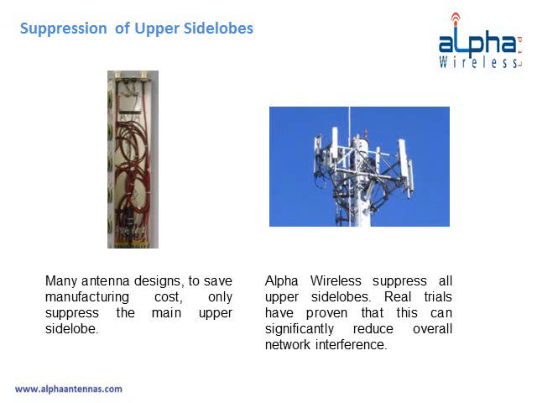Alpha's PCB-based feed network suppresses all upper side lobes, thus greatly minimizing the possibility of antenna-driven interference.